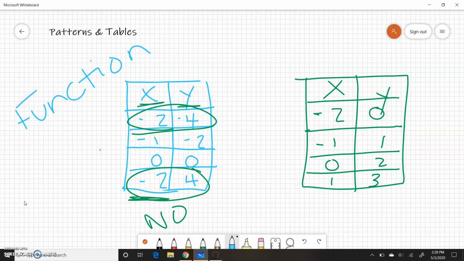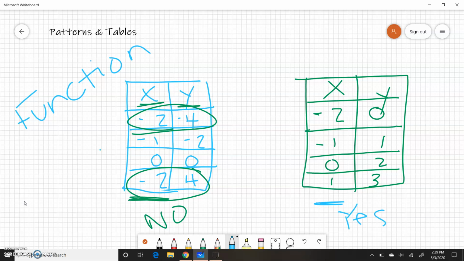Then look at my table on the right, which may or may not be a function table. We have to decide that. I'm looking at the x: -2, -1, 0, 1. None of them repeat. So yes, this is a function. It's as simple as that.